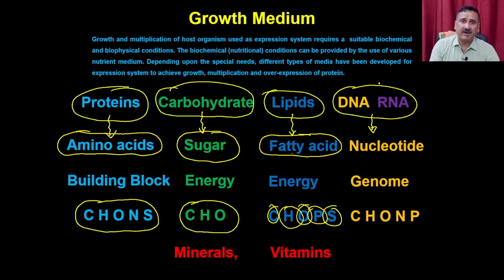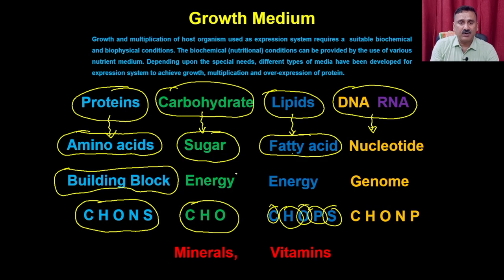The roles of these biomolecules are different. For example, the protein is a building block, so it is required for making the different types of structures. I'm sure you have seen the different types of proteins present in the different parts of the prokaryotic as well as the eukaryotic cell, such as the receptors present on the plasma membrane, or the protein complexes present in the mitochondria for ATP synthesis. Those are the building blocks.